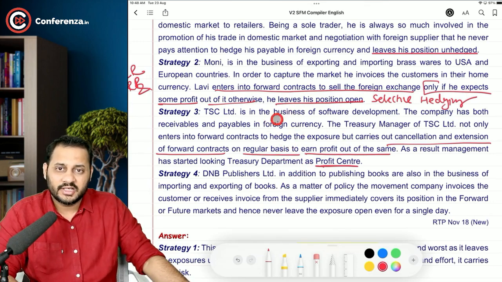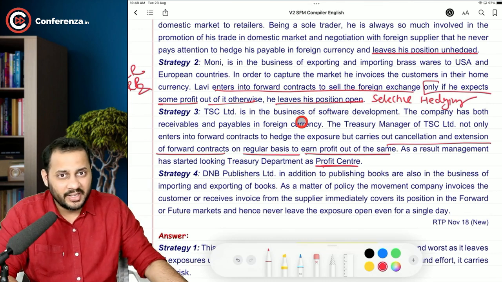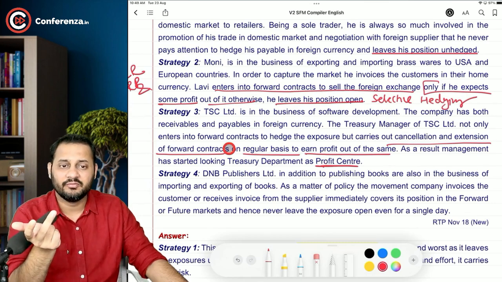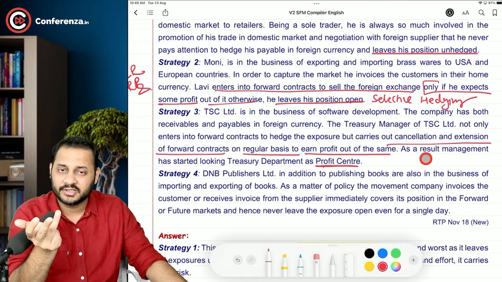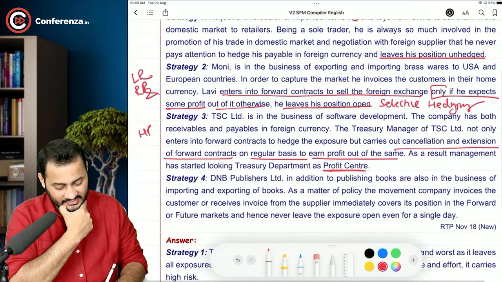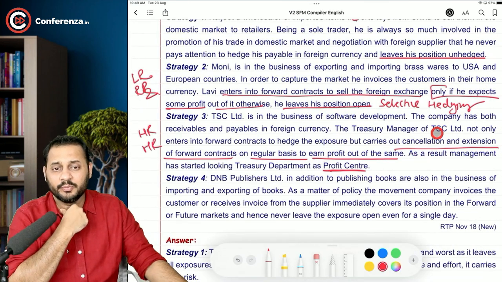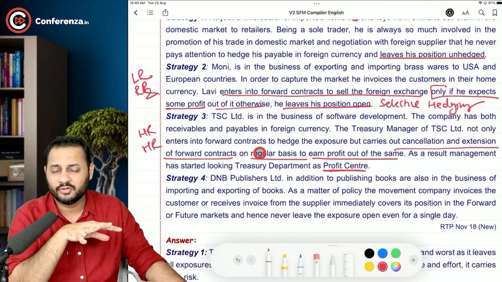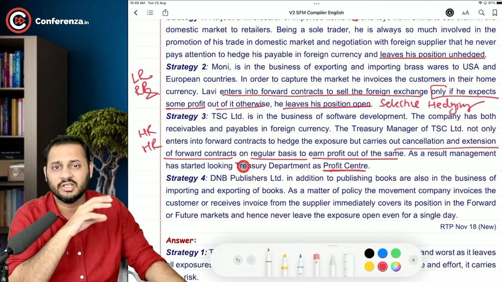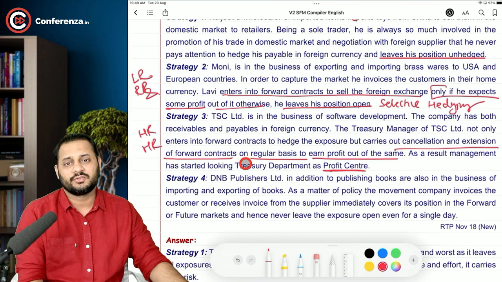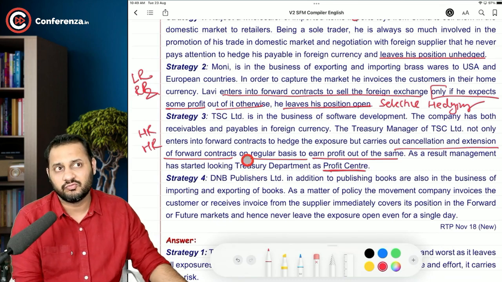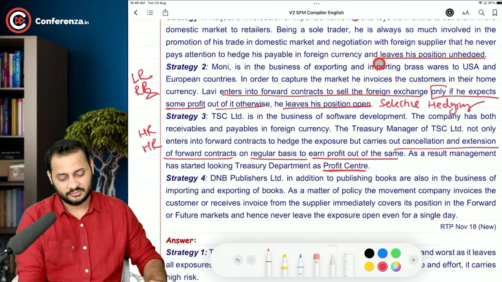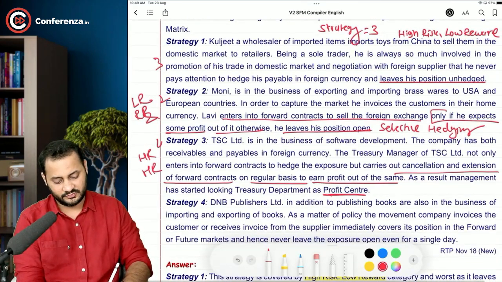So all in all, from this strategy, you can easily say that this is an actively managed strategy. First of all, a profit center has been created, active management is there, continuous cancellation and extension is also there. So this is a high risk, high reward strategy. The people in this department are taking high risk. They are continuously entering into forward contracts and doing the cancellation and extension for a better rate. So this is strategy number 3. This was strategy number 3, this was 2, and this is the 4th.